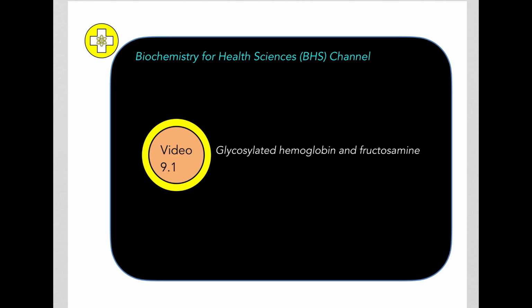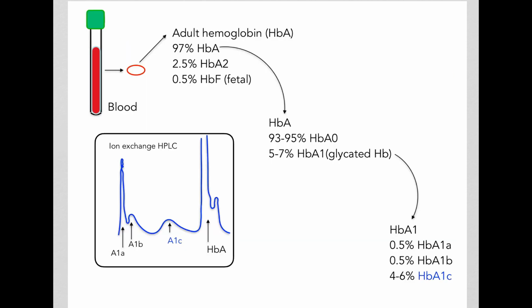In today's video, we shall discuss glycosylated hemoglobin as well as fructosamine. If we were to take blood from an adult and break open the red blood cells, we would get adult hemoglobin, or HbA, that will make up about 97% of all the hemoglobin present in the red blood cell.